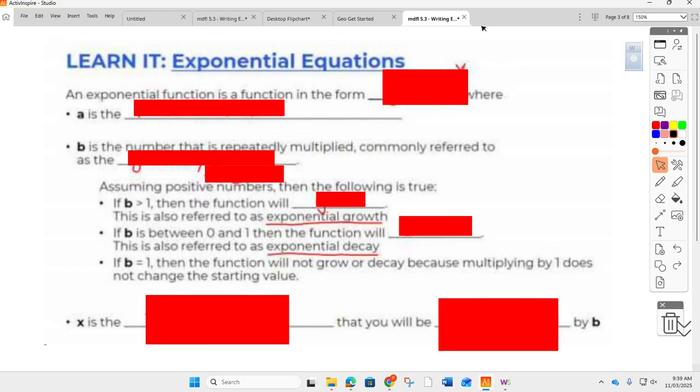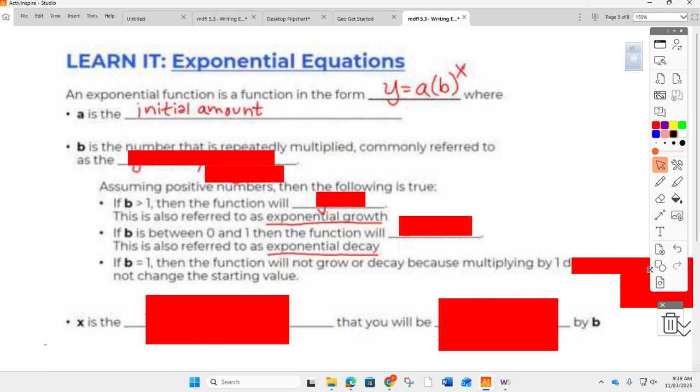All right, so a lot of this that we've talked about already on Friday, we said that an exponential function is this form, y equals a times b to the x power, where a is the initial amount or initial value, and b is the growth or decay rate, growth or decay factor.